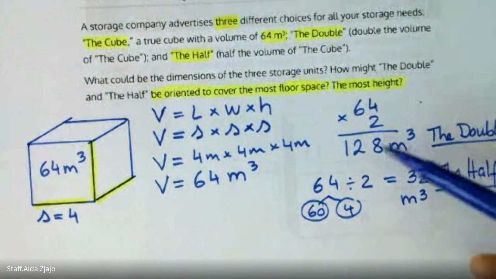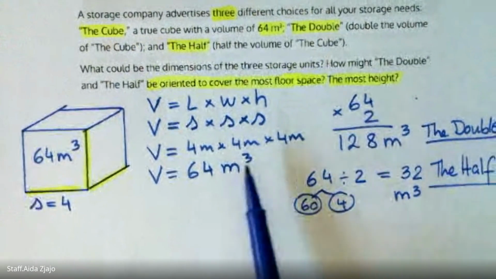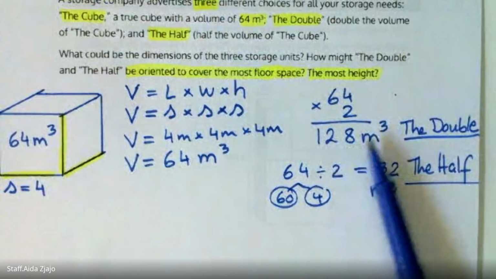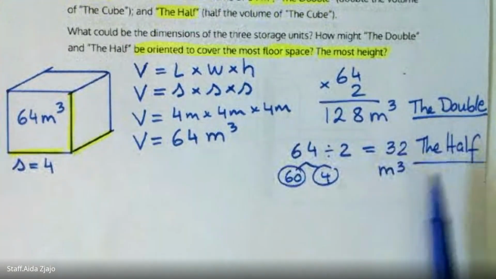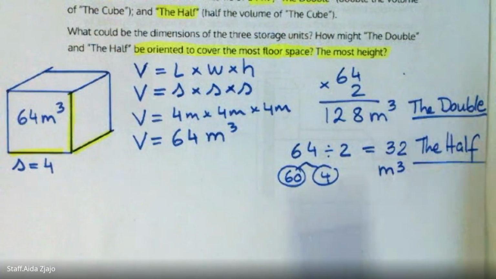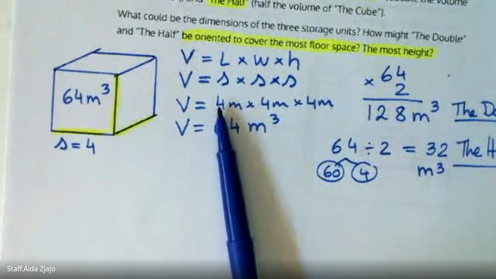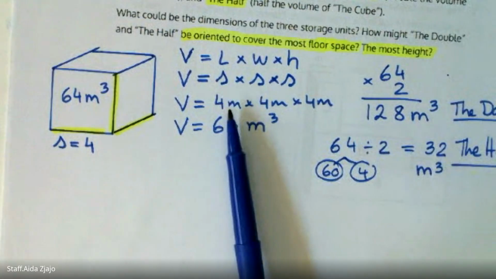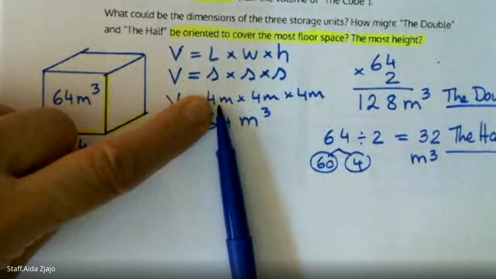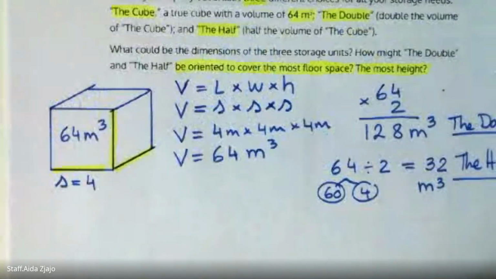32 cubic meters, 128. So original box, 64 cubic meters. The double box will have 128 cubic meters. Half of a box would be 32 cubic meters. How can I change the values here? I can multiply one of the factors by 2, or I can divide by 2 if I'm going to make a half of it. So that's the idea of it.